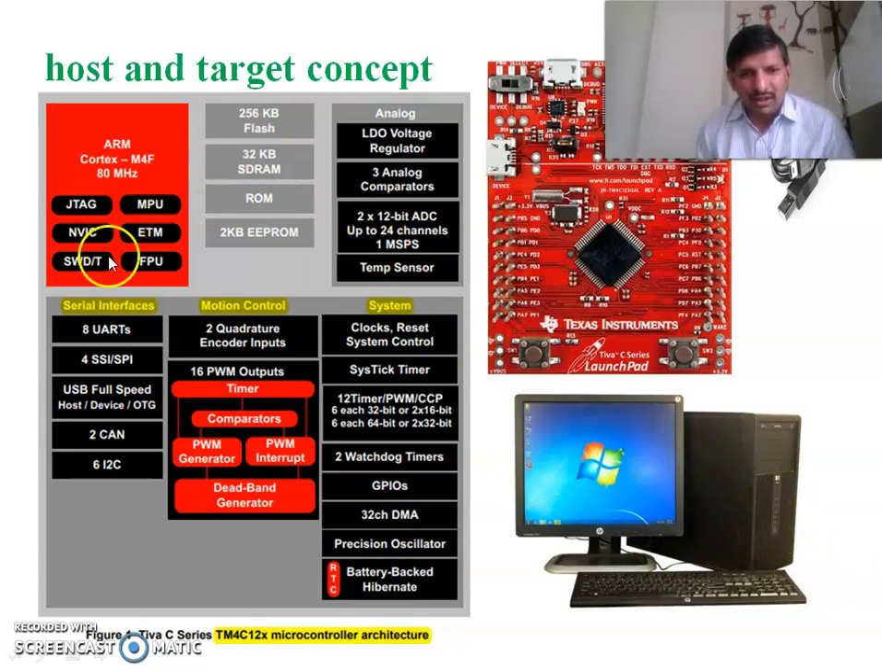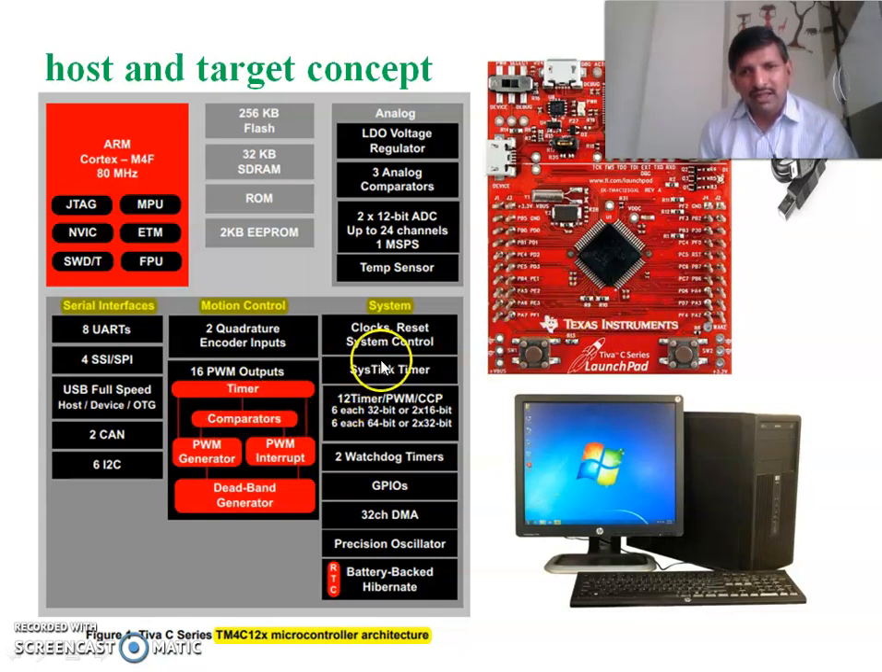The target system configuration is a 32-bit microcontroller based on the ARM Cortex M4F processor. Its clock frequency is 80 MHz. It contains 256 kilobytes flash memory, 32 kilobytes SRAM, and similarly 2 kilobytes EEPROM and ROM. Similarly, it gets the input from desktop computers or some pins. These input pins and output pins are available for getting the input and output data.